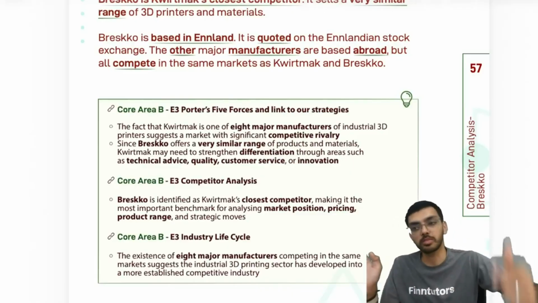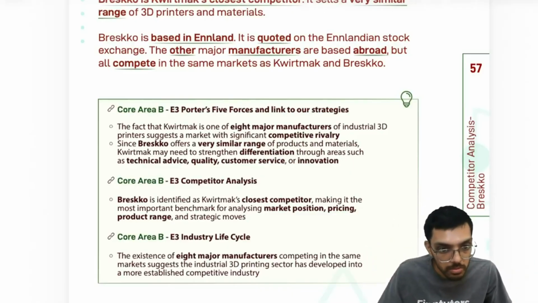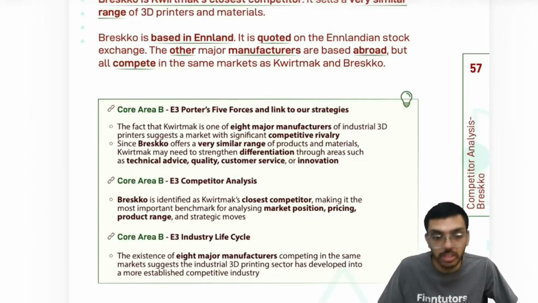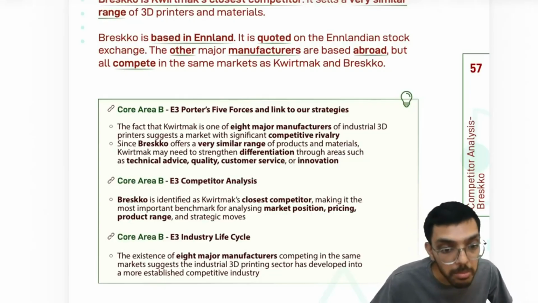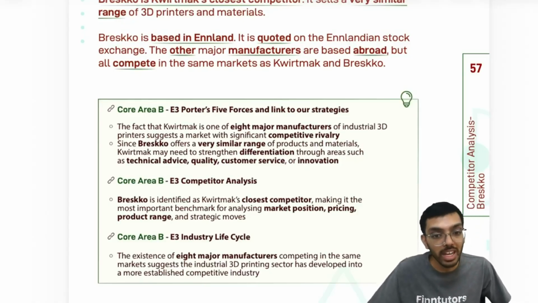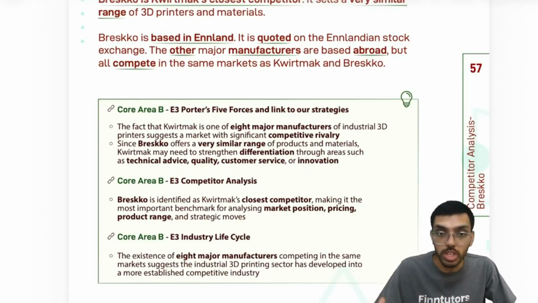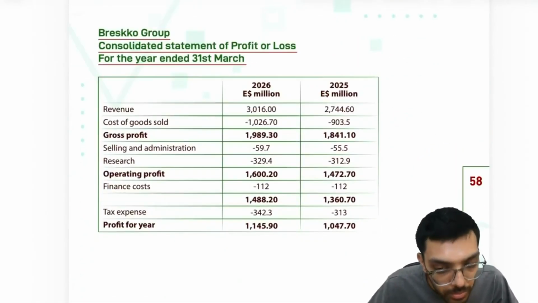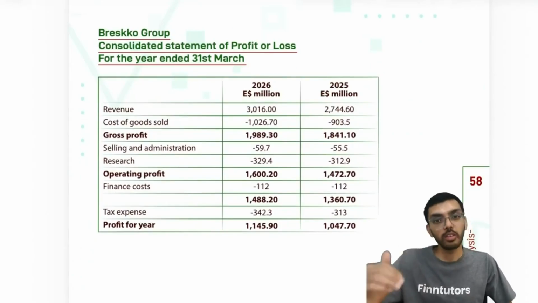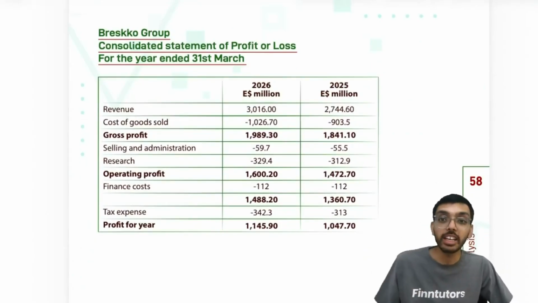One is Kwirtmak, one is Bresco, and then there are 6 others. There is a major competition going on in this market because there are the same customers, same products. So it is going to be very important for us to position, price, look at our product range, research, development, all of that.